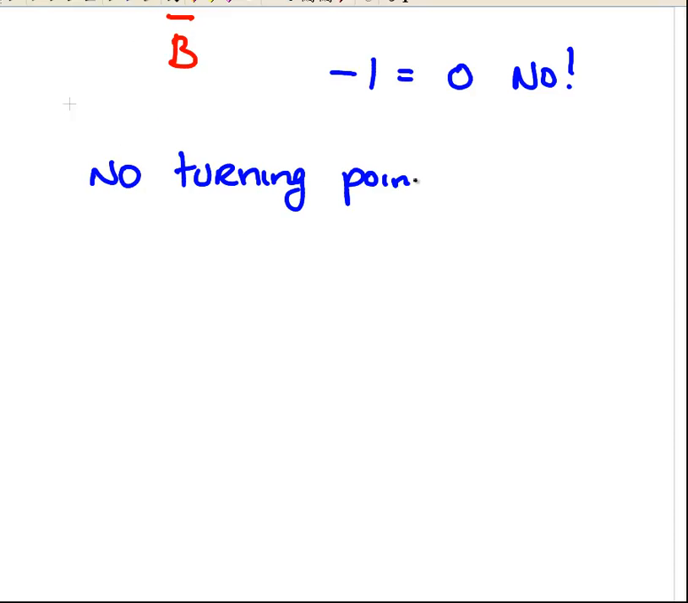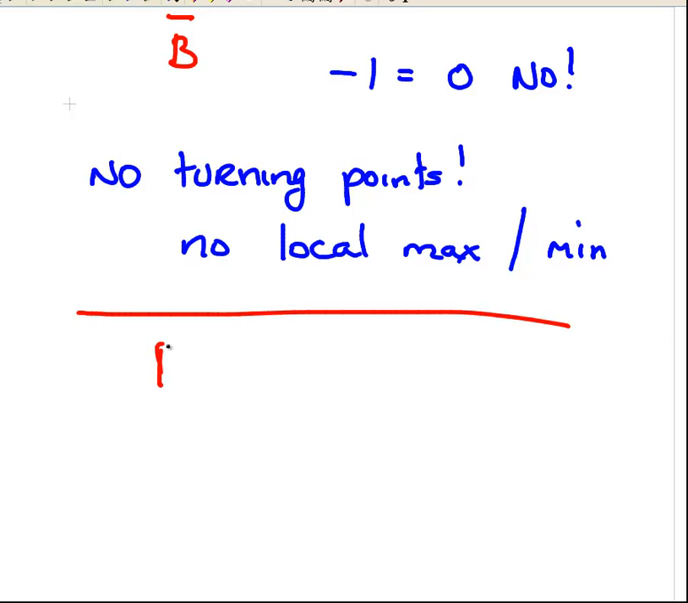There's no local max and no local min anywhere.